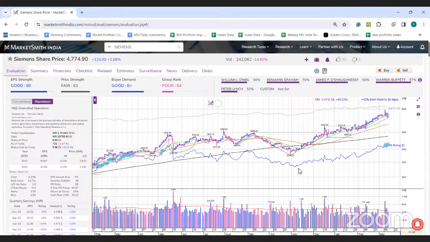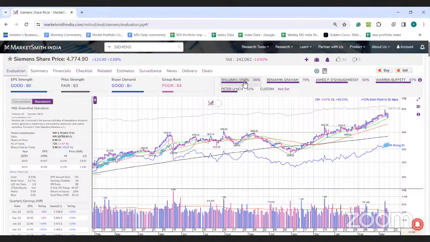Siemens is also a recent breakout stock, and from there it is trading nearly more than 10% from the pivot. And 21 DMA is very crucial for the stock. You can see the green line has been acting as a very good support, and today's session has also acted as a good support at this 21 DMA.